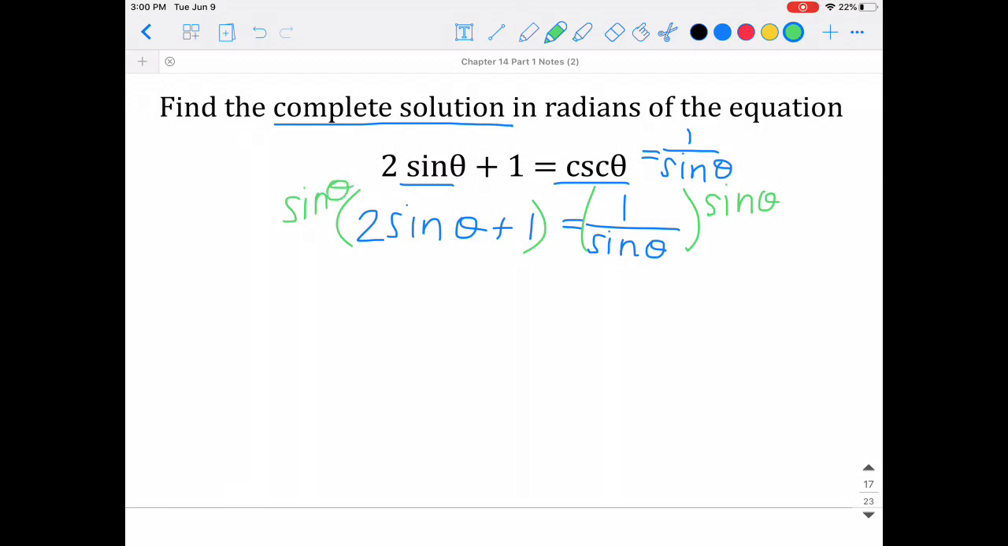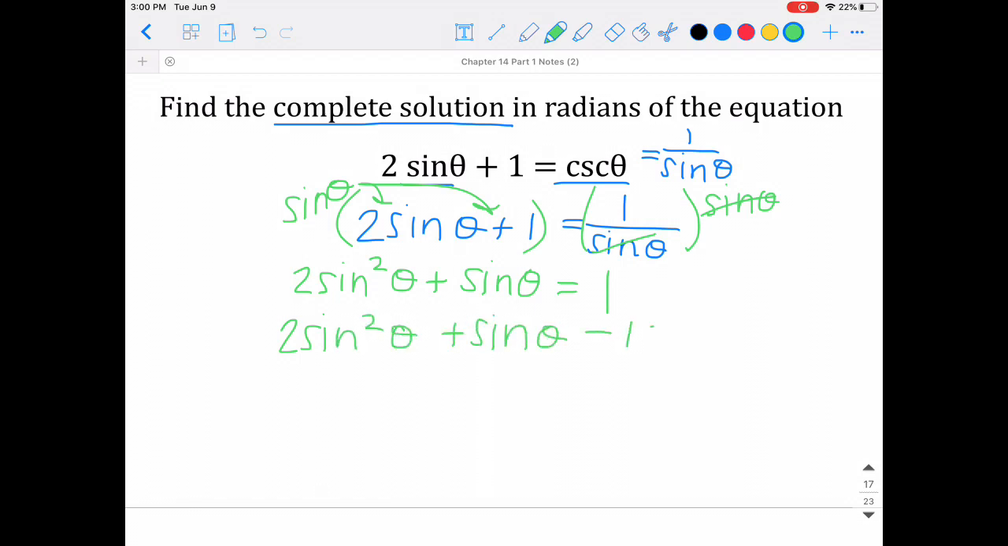When we multiply both sides by sine theta, on our right side these are going to cancel out, and we're left with 1. On our left side, I'm going to distribute this sine theta to both terms, and we're going to get 2 sine squared theta plus sine of theta equals 1. This is similar to our last problem, where it's like a quadratic equation, so we're going to move our 1 to the other side by subtracting, and then we should be able to factor. So when we move 1, we have 2 sine squared theta plus sine theta minus 1 equals 0.